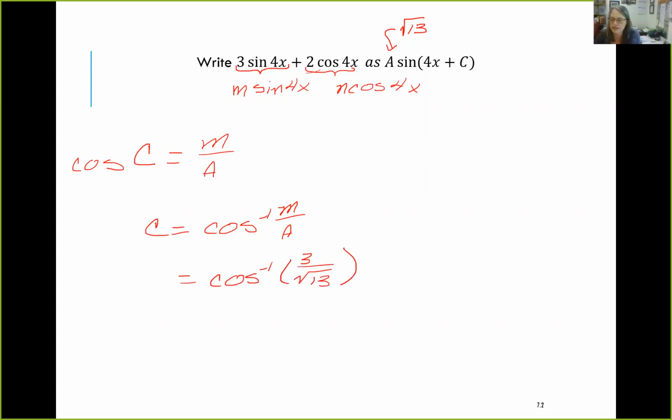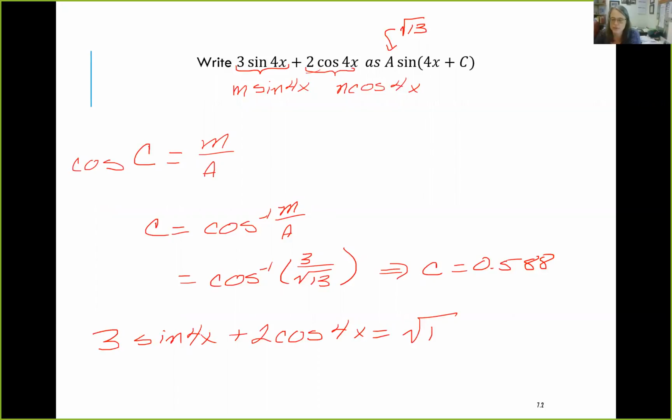Now we'll go to our calculator to get this. So we end up with C equals 0.588. So it turns out that I can write 3 times the sine of 4x plus 2 times the cosine of 4x, and that's going to equal square root of 13 times the sine of 4x plus 0.588.